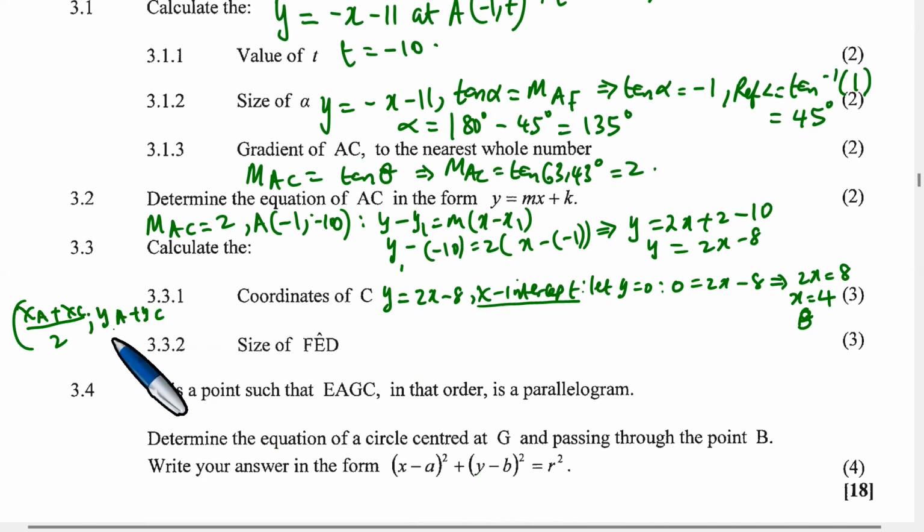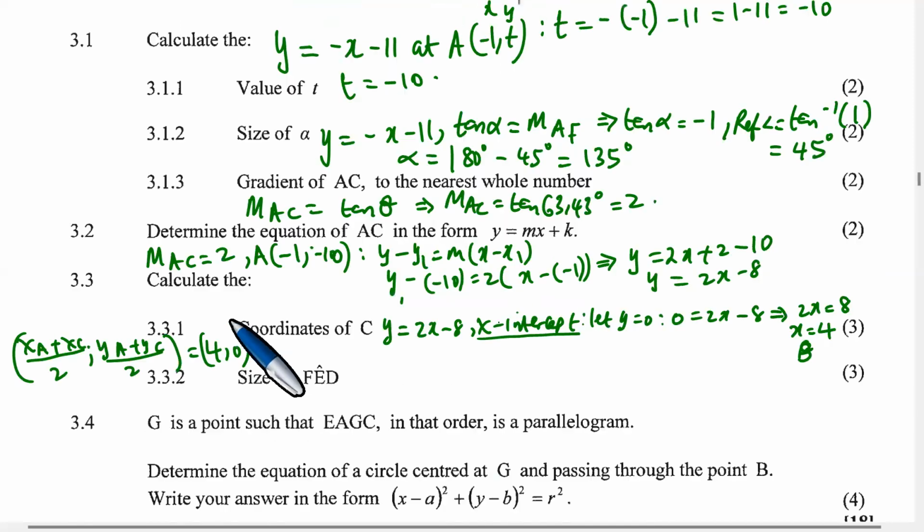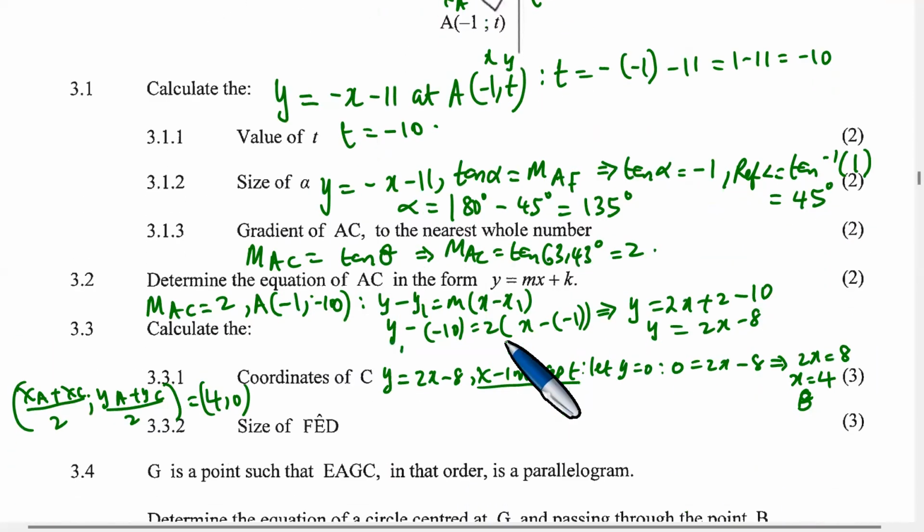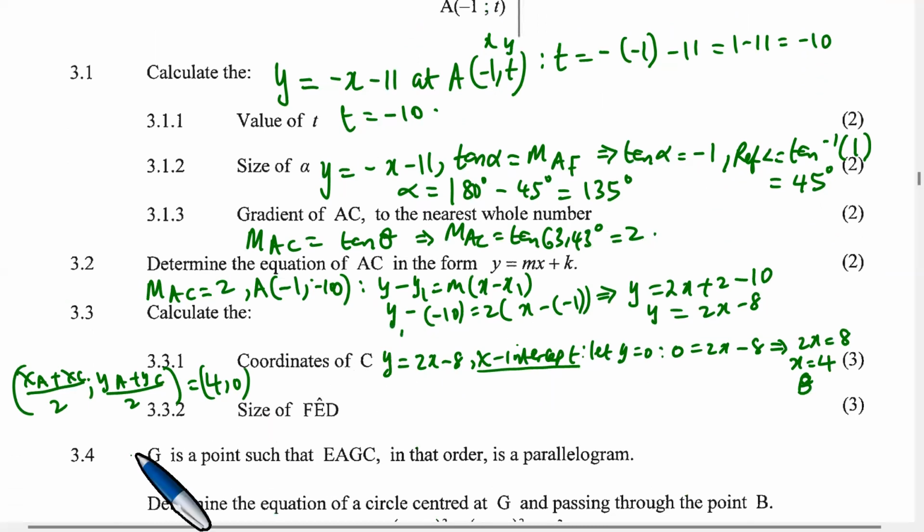ya plus yc over 2. And this is 4 and 0, like this, which is the midpoint, because the midpoint has the coordinates 4 and 0. Right, if this is the case, what is the implication?